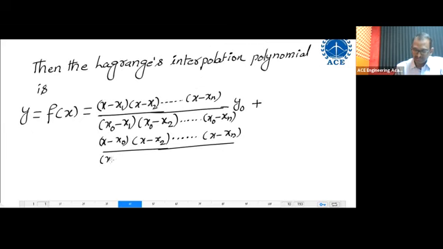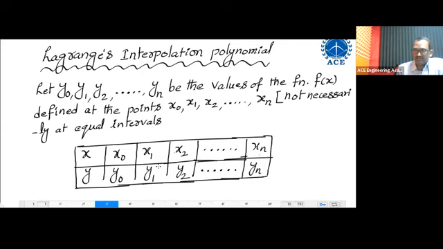That is, x1 minus x naught into x1 minus x2, and so on. You are writing the first term, that's why write the first. You are writing the second term, that's why write the second y value. Second y value, y1. Next.